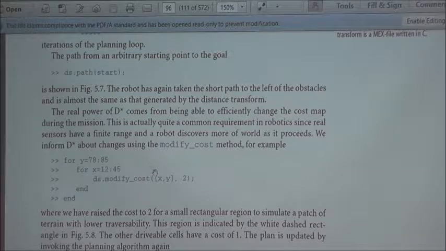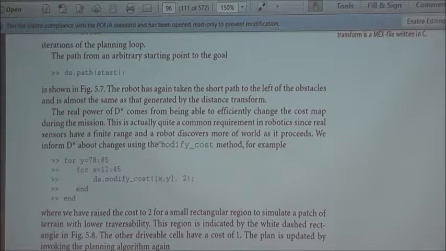So, this is actually quite a common requirement in robotics, since real sensors have a finite range and robots discover more of the world as it proceeds. In other words, in spite of the fact that you may have a near perfect map in the memory of the robot, there may still be something that happens accidentally or randomly en route to the goal, and you need to have enough code available on the robot to make real-time adjustments. Okay, so this modification is changing in the cost.